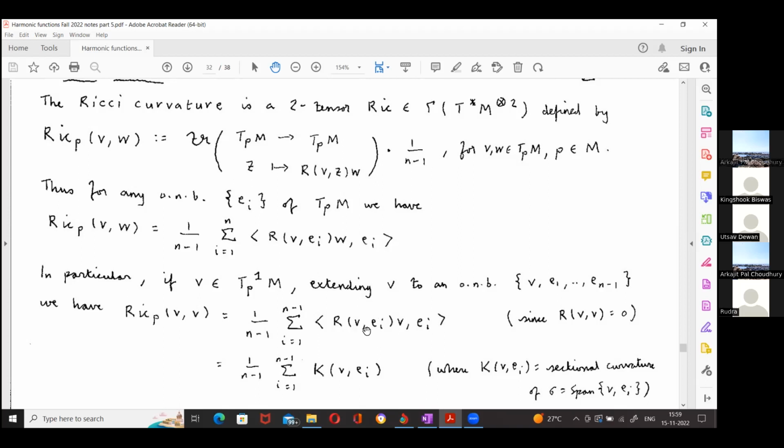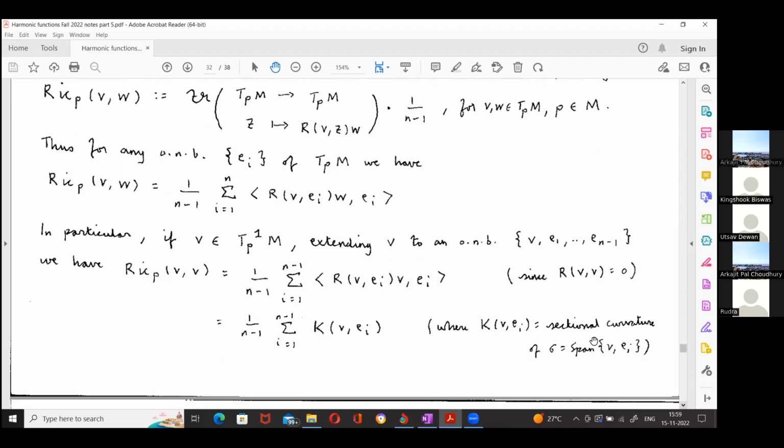And what is this? This is nothing but a sectional curvature. This inner product of R(V, e_i)V with e_i, by definition, is the sectional curvature of the span of V and e_i. Therefore, this Ricci curvature acting on (V, V) is nothing but an average of sectional curvatures of two-planes which contain the vector V.